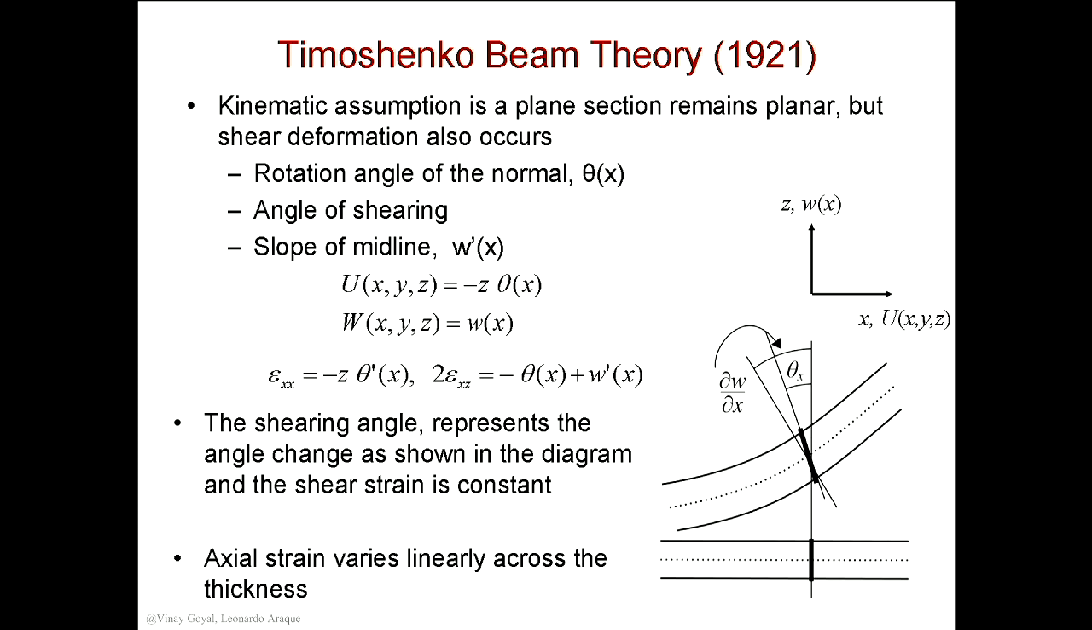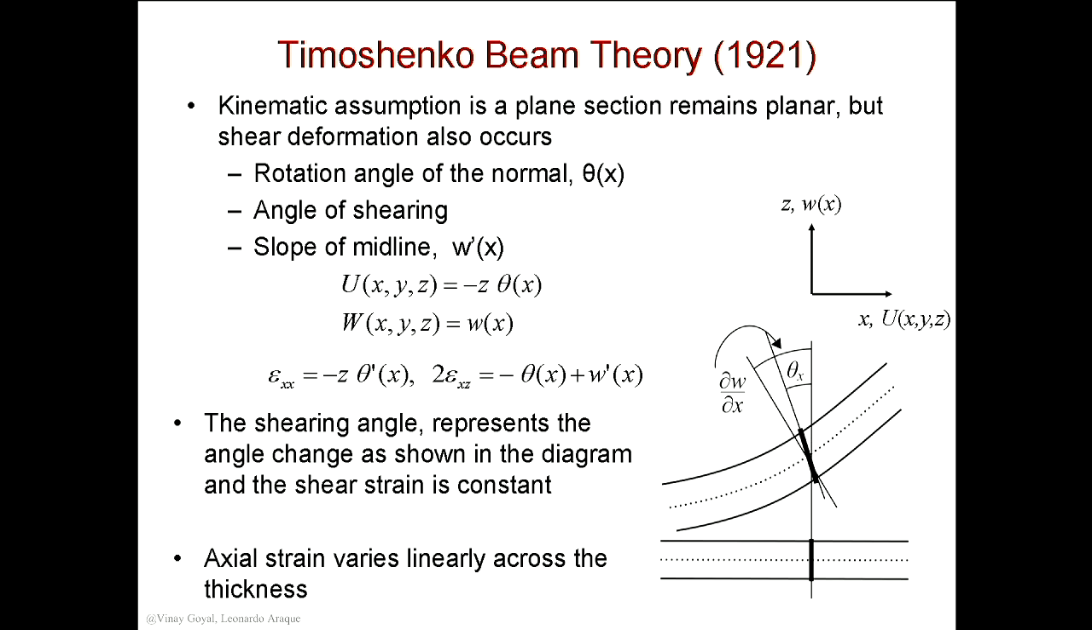Now let's look at what's going on with the axial strain. You agree that the axial strain is varying linearly through the thickness relative to the rotation theta prime. You see that? So epsilon xx is a linear function of z through the thickness, while w here does not depend on z.